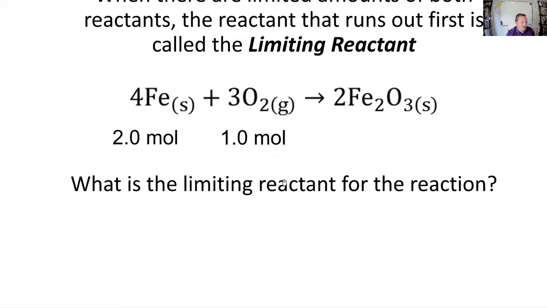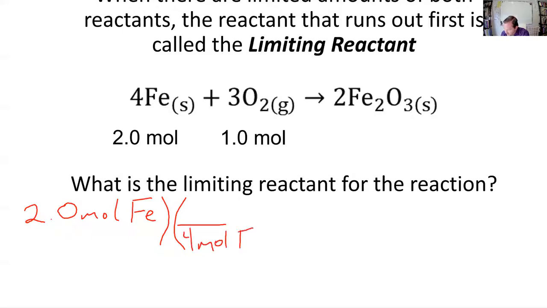If we want to show limiting reactant for this problem, one of the ways we can do this is we can say, okay, if I use up all of my iron, how much oxygen would that take? And then we look at the amount of oxygen that would require, and we compare that to how much oxygen we have. So for instance, if I've got 2.0 moles of iron, and every time I use 4 moles of iron, that's 3 moles of oxygen used.